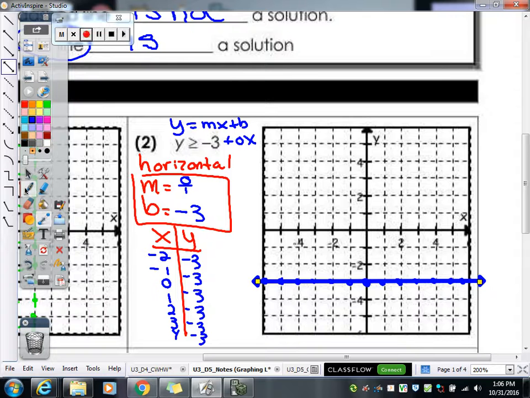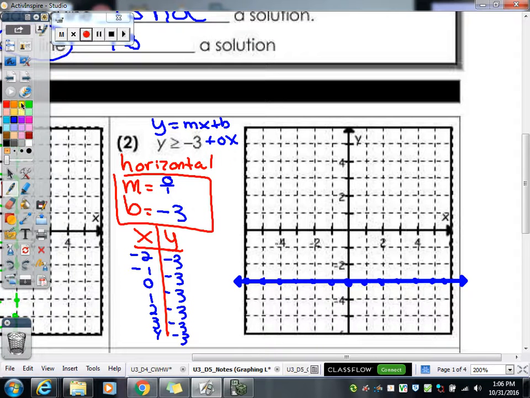Which way am I going to shade this one? Above, good, because it's a greater than, and y is greater than or equal to -3. Okay, you have to be able to do that. You will see it on a quiz and your test. As we go through the year, I can almost bet 100%, or very close to 100%, that something's going to be on your Regents. They'll have vertical and horizontal lines on there. I guarantee it.